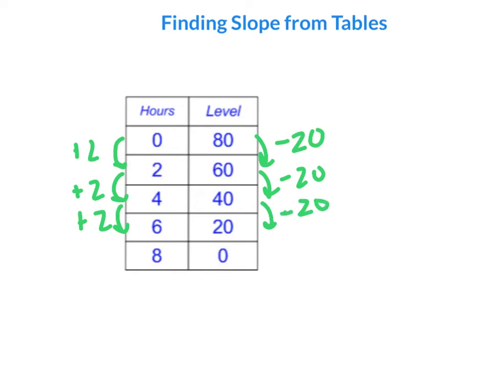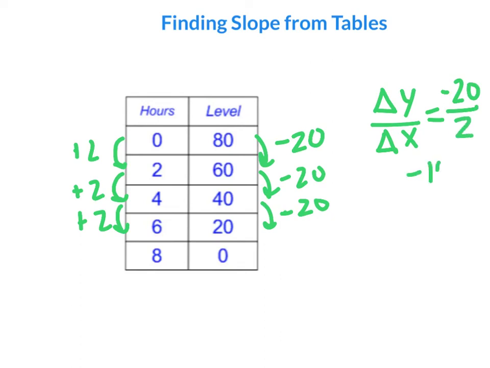So now the change in y, which sometimes we can use a triangle to represent change. So the change in y over the change in x, that's going to be equal to negative 20 over 2. And if I divide that, it's going to be negative 10. Right? So the change in level is negative 10 per hour.